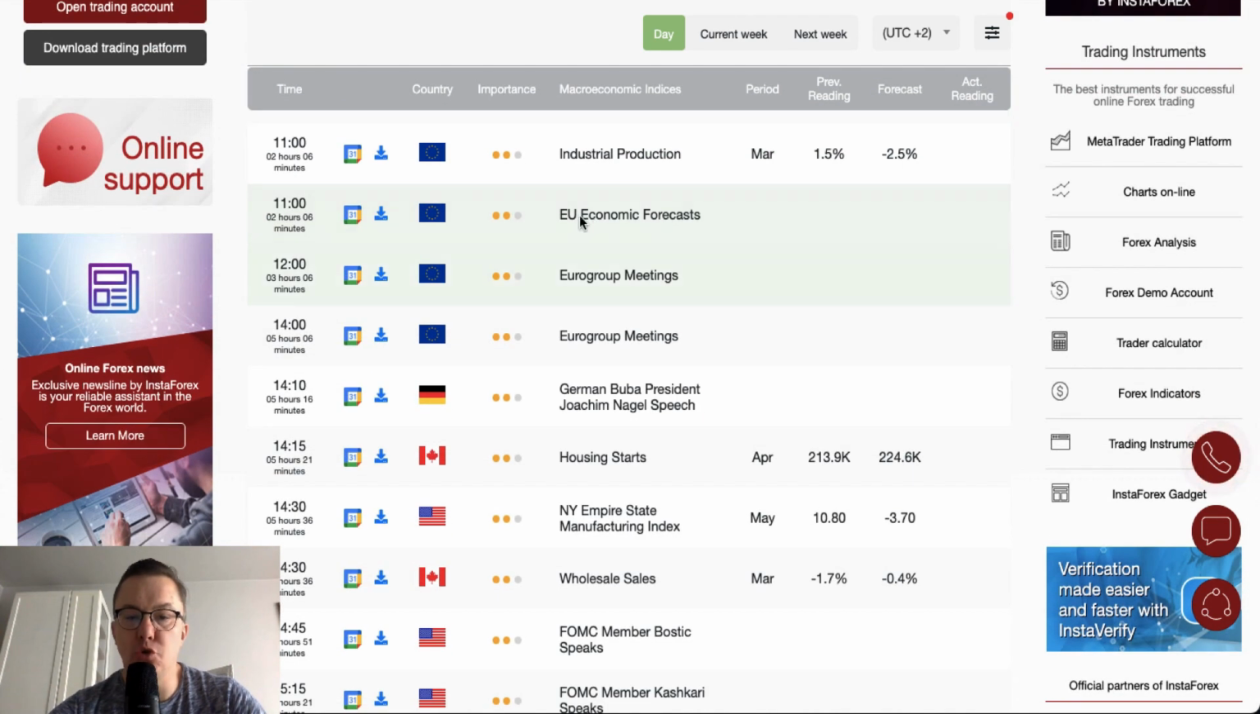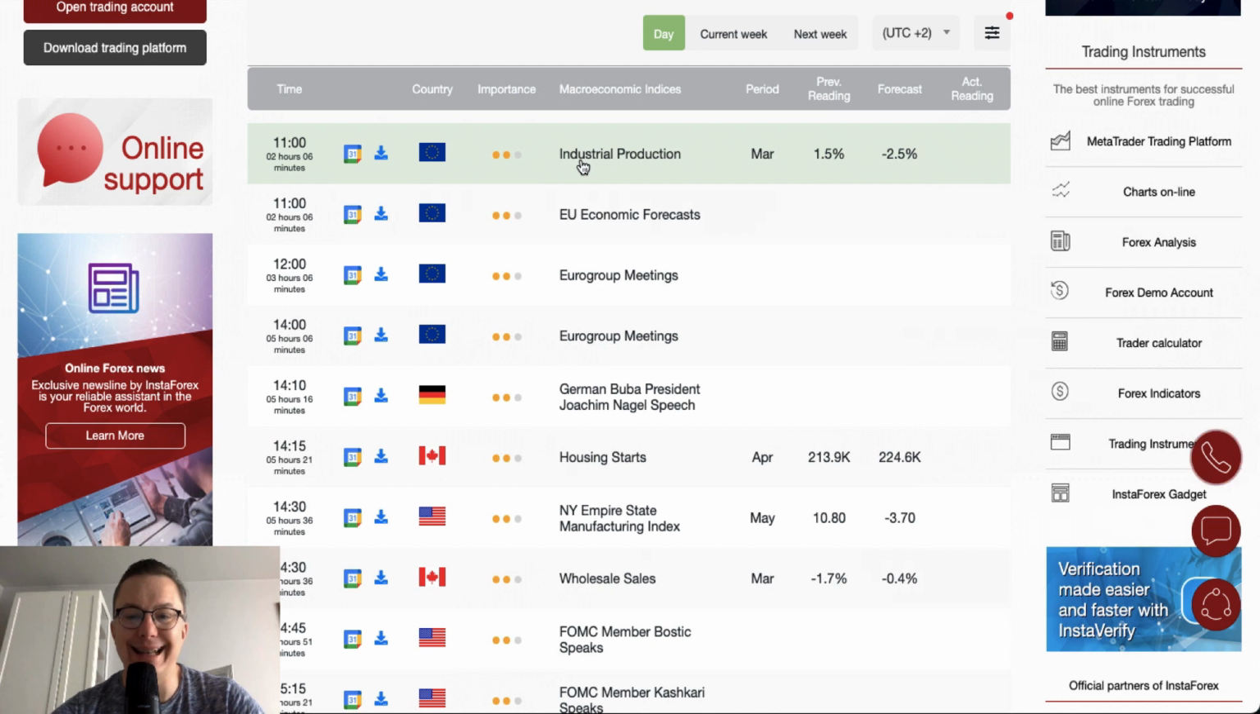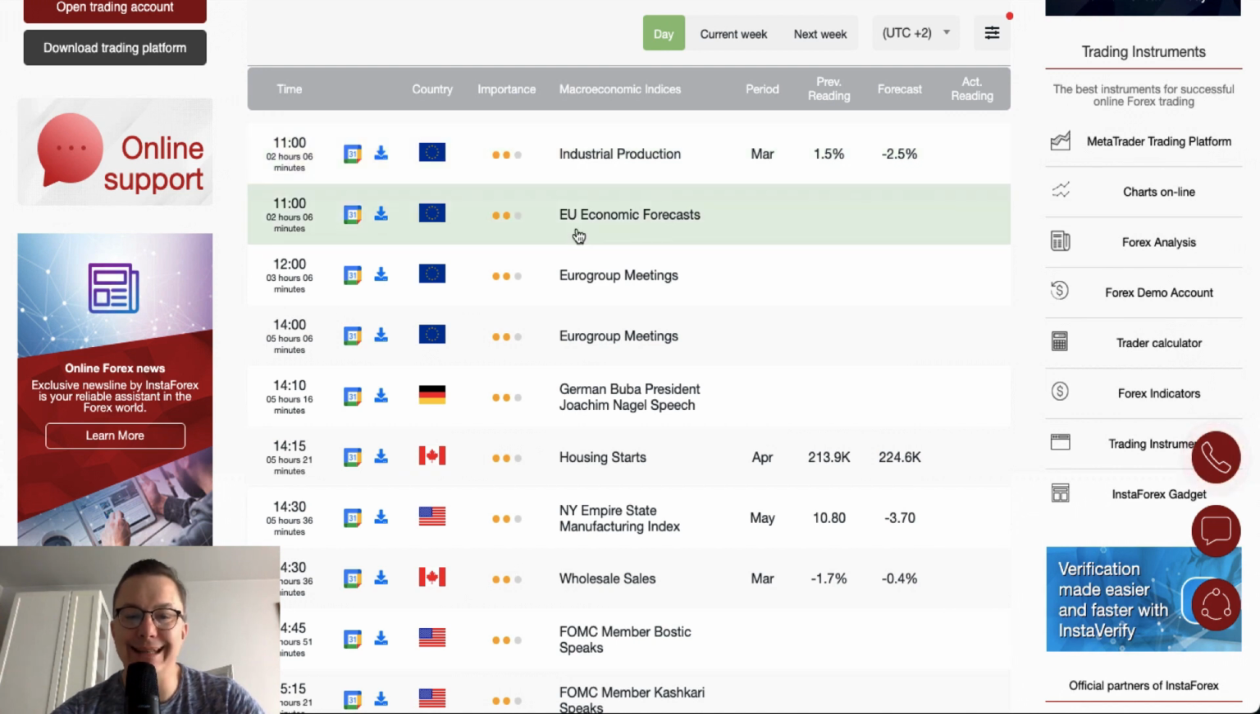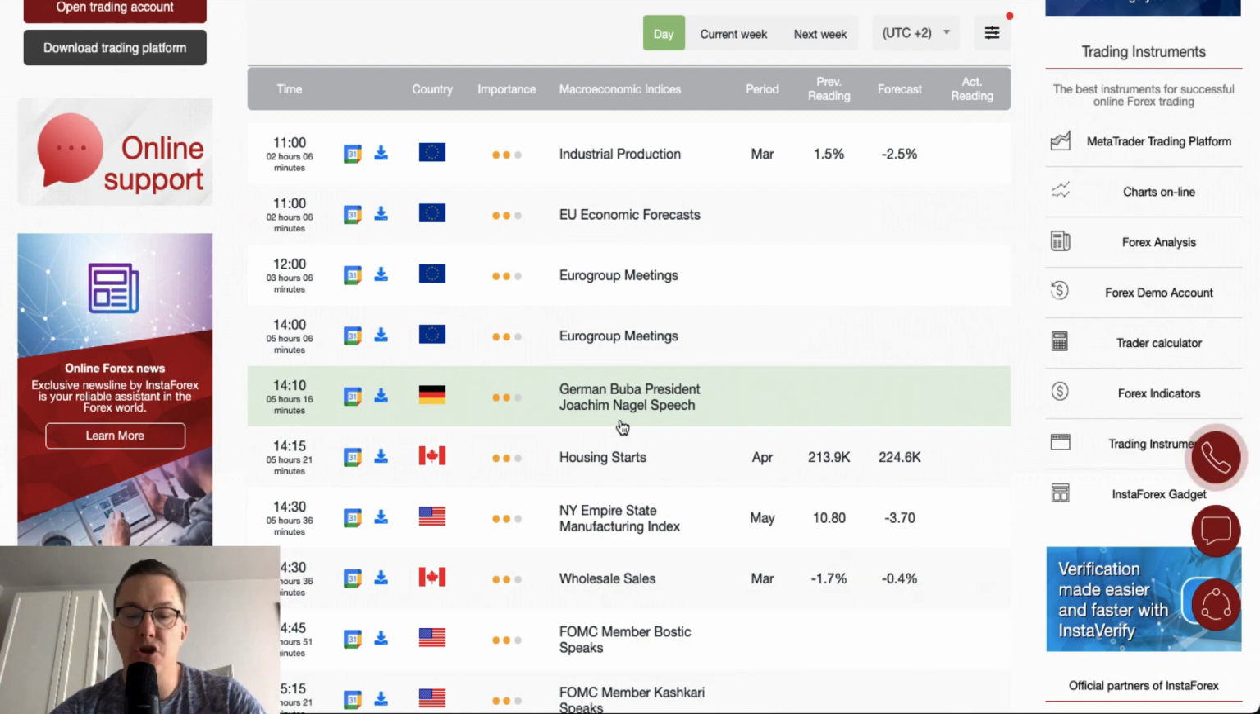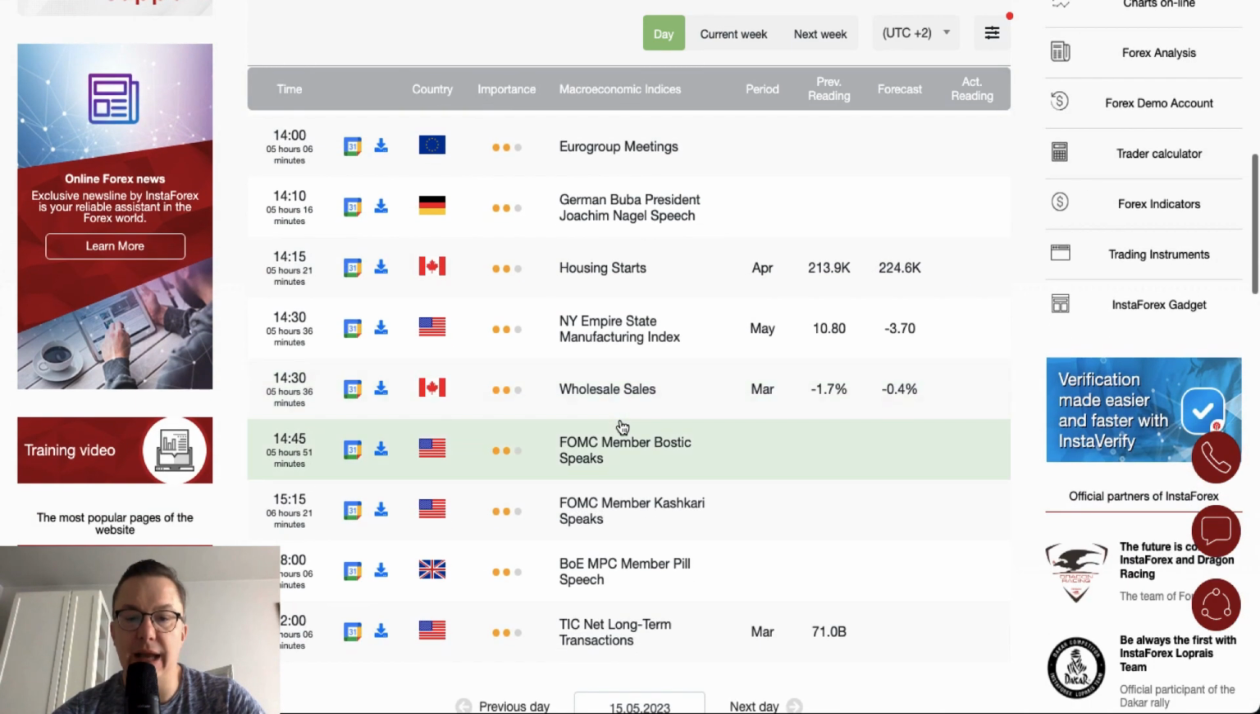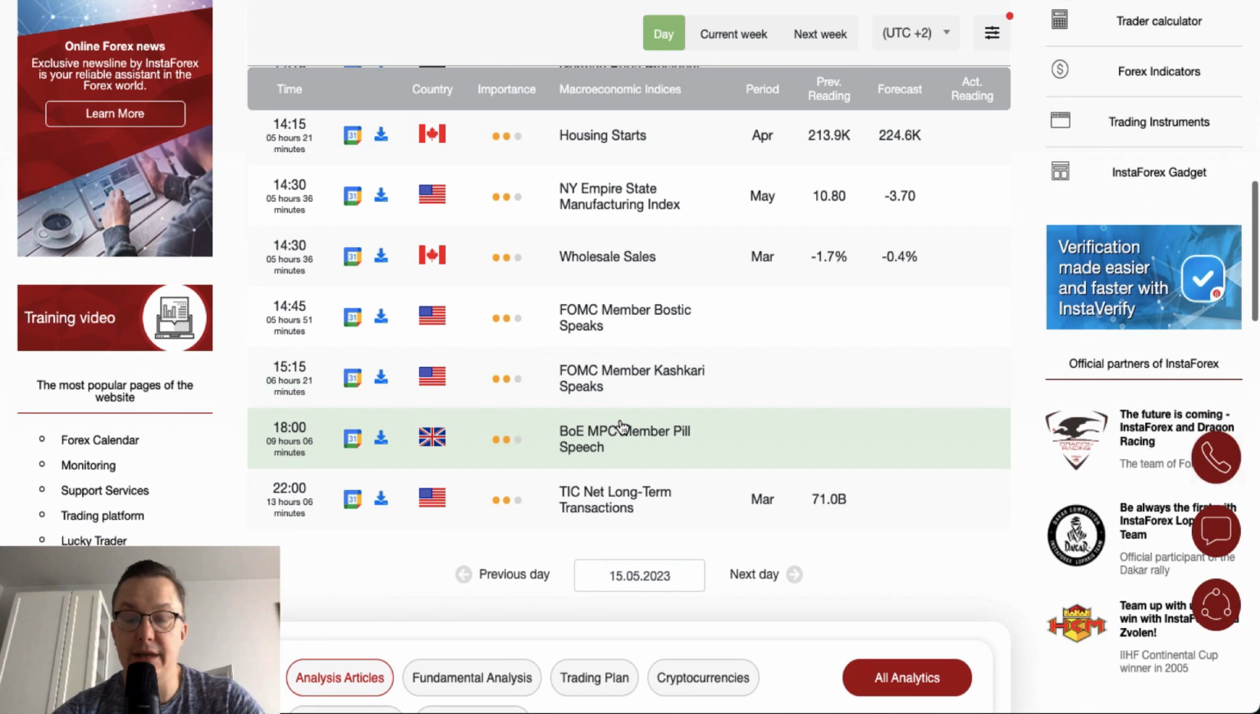Together, there is a Eurogroup meeting all day long in Europe. So we are going to have some remarks from the officials of the Eurozone. Moreover, we got the industrial production data scheduled for release at 11 a.m. And we got European economic forecast scheduled for release at 11 o'clock as well. Moreover, at 2:10, German Bundesbank President Joachim Nagel will give a speech as well. So we'll definitely take a look at the euro-dollar today.